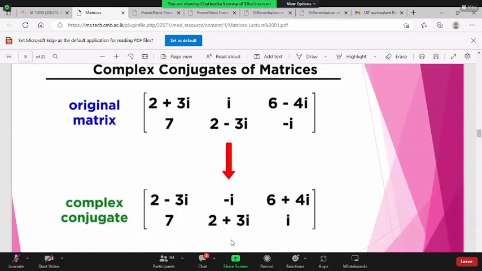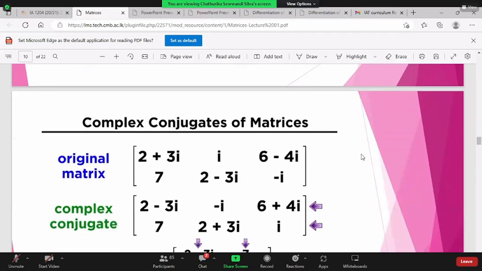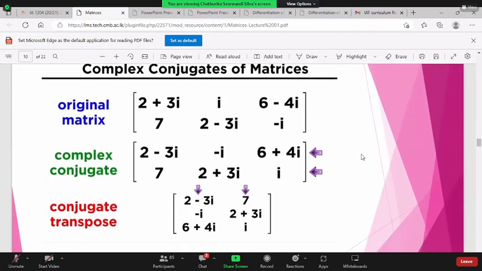In order to find the complex conjugate of a matrix, we change only the sign of the imaginary part. So 2 plus 3i becomes 2 minus 3i, i becomes minus i, 6 minus 4i becomes 6 plus 4i, and 7 has no change because it has only a real part. 2 minus 3i becomes 2 plus 3i, and minus i becomes i. So here this is the original matrix and this is the matrix with the complex conjugates.